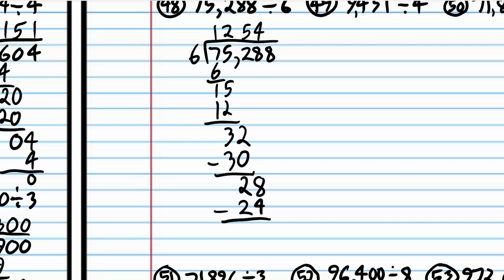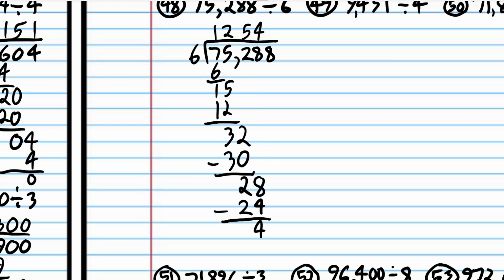And third step, 28 minus 24 is 4. And you might think, well, we got to be done by now, right? Well, we still have an 8 here, so we got to keep going. As long as there are more numbers here, we got to keep going. We already brought down 1 8, right?